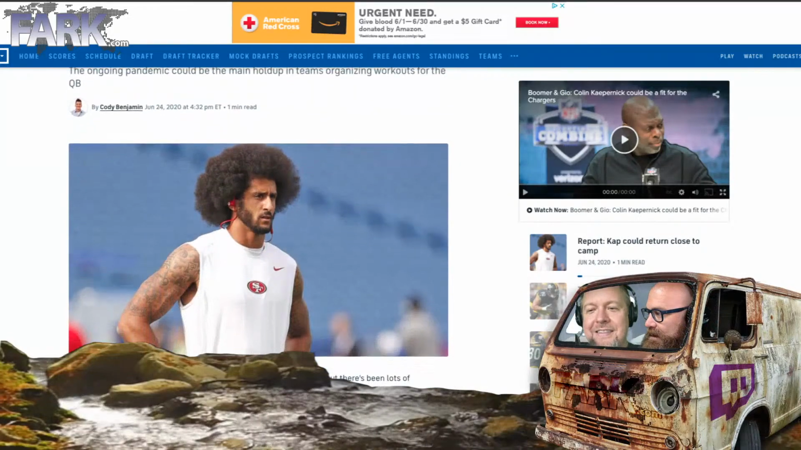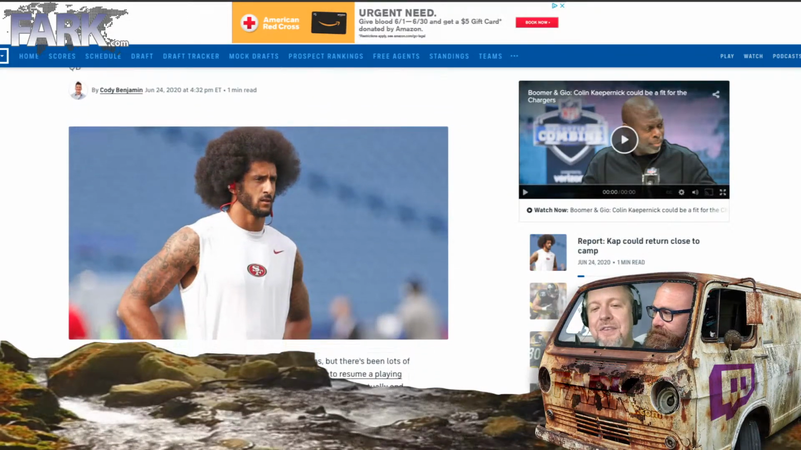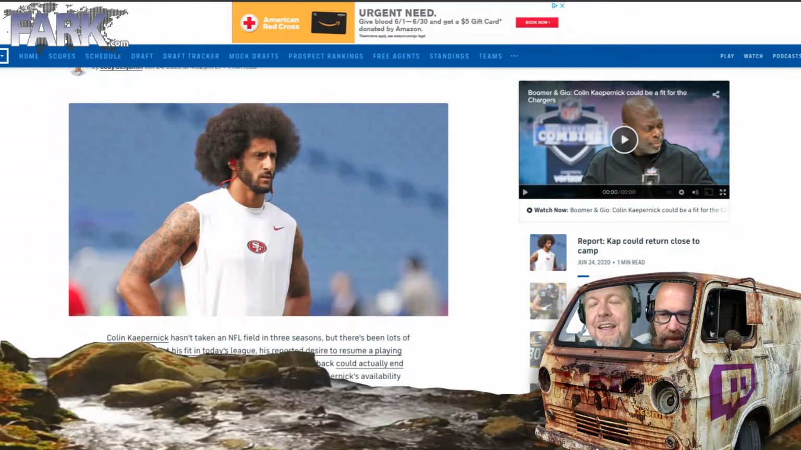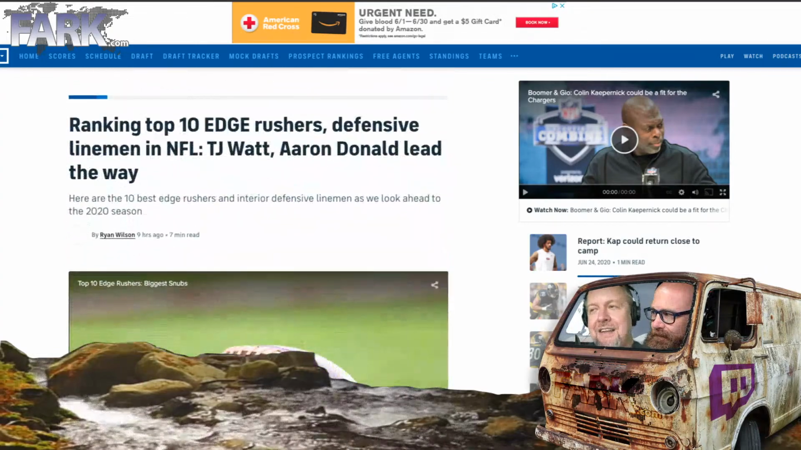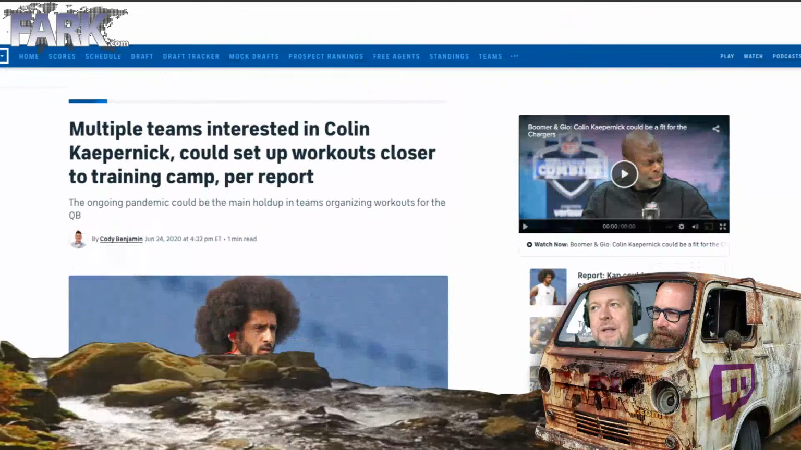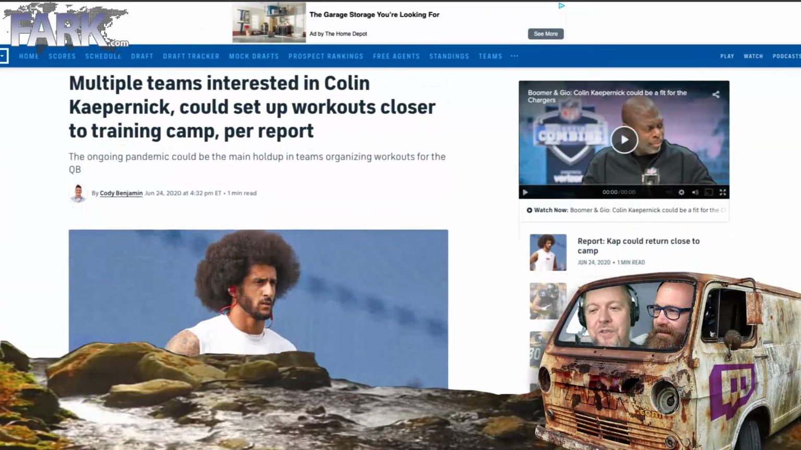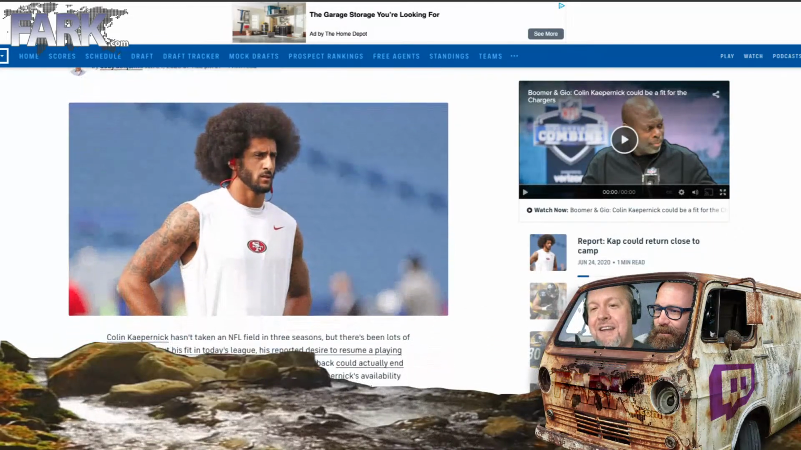Multiple teams interested in Colin Kaepernick could set up workouts closer to training camp, per report. Yeah, so this is like the least surprising article I've read ever. What kind of sucks about this is Kaepernick actually sued the NFL saying he was blacklisted. Right. And then they ended up settling that case, and the NFL was able to say that wasn't what happened. But on the other hand, maybe this worked out because that's why he's able to do this, because they have the settlement basically. And so now they could be like, well, we don't know why we didn't want to talk to this dude.